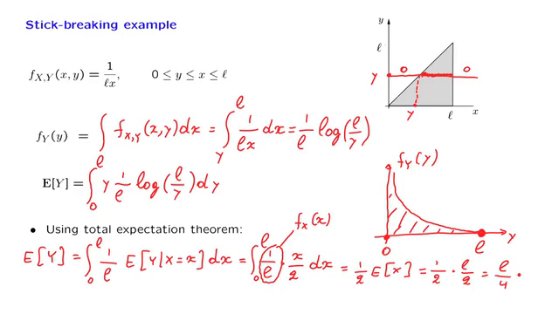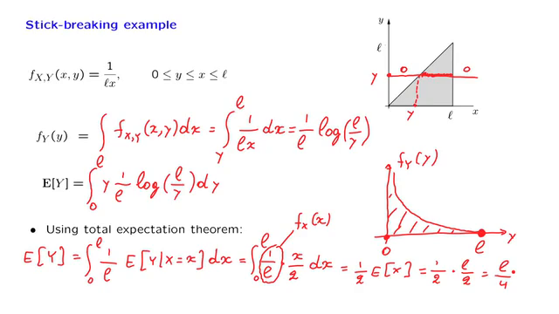This answer makes intuitive sense. If we break a stick once, the expected value of what we're left with is half of what we started with. But if we break it once more, then we expect it on the average to be cut by a factor again of 1/2, and so we expect to be left with a stick that has length 1/4 of what we started with.